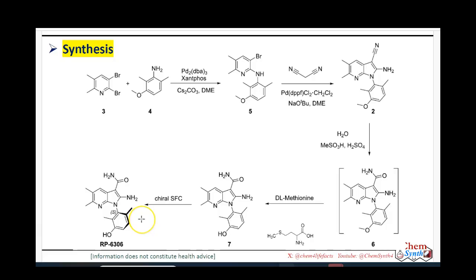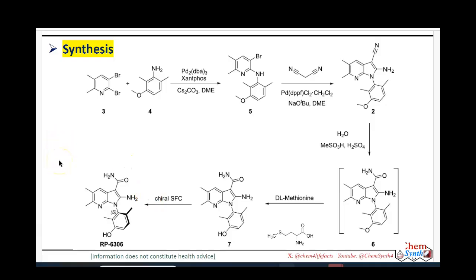So this molecule is a chiral molecule without having any chiral center. This chirality comes because of axial chirality. So this is called an atropisomer.